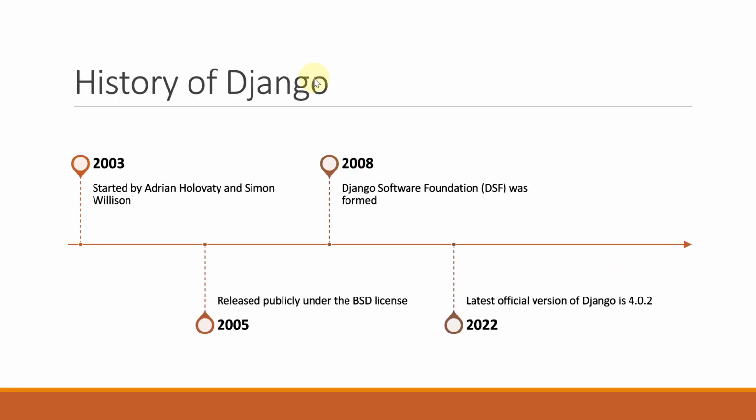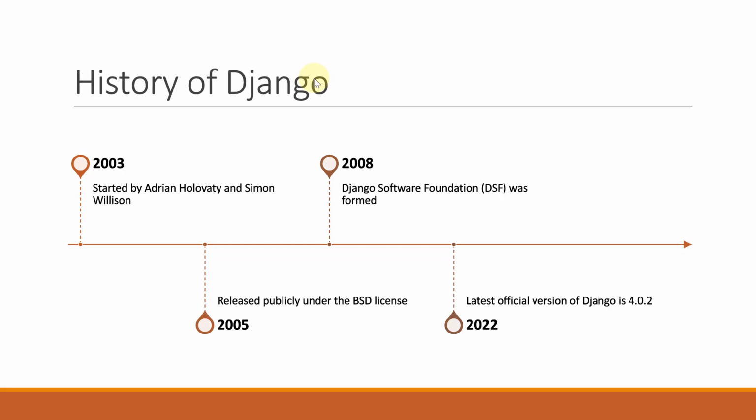So Django was started as an internal project in a news agency firm named Lawrence Journal World newspaper, and it was started by Adrian Holovaty and Simon Willison. By 2005, Django was publicly released under the BSD license, and after 2005, Django has matured to the point where it can handle numerous high traffic sites.